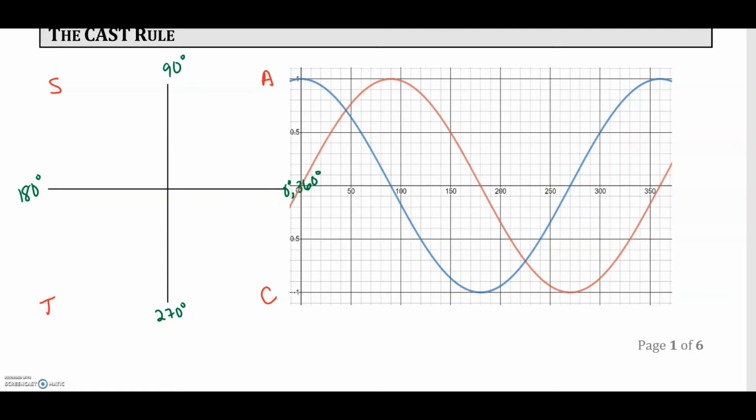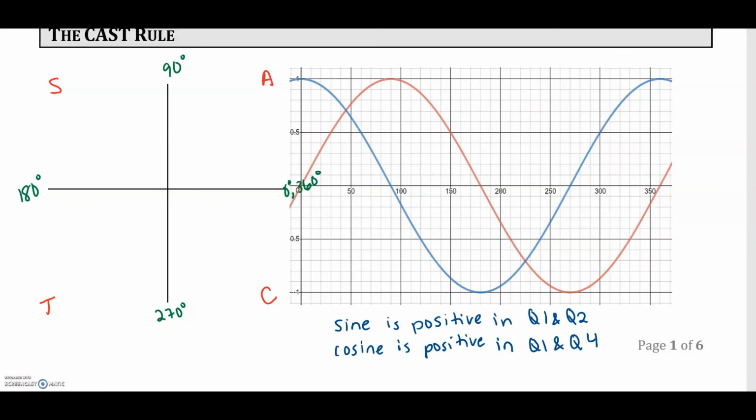These letters tell us where each of the functions is positive. In quadrant 4, cosine is positive, but all other trig functions are negative. In quadrant 1, all of the trig functions are positive. In quadrant 2, only sine is positive, and in quadrant 3, tan is positive. So to summarize for the sine and cosine functions, sine is positive in quadrant 1 and quadrant 2, and cosine is positive in quadrant 1 and quadrant 4. Therefore, sine is negative in Q3 and Q4, and cosine is negative in quadrant 2 and quadrant 3.